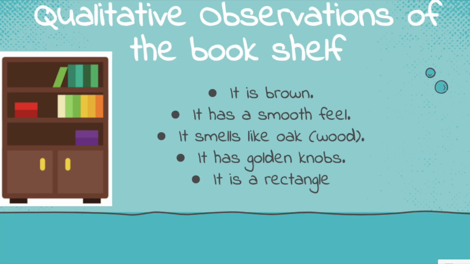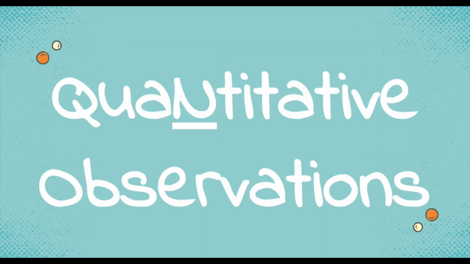Let's take a look at this bookshelf. These are some qualitative observations. It is brown, it has a smooth feel, it smells like oak, it has golden knobs, and it is a rectangle. Moving on to quantitative observations.